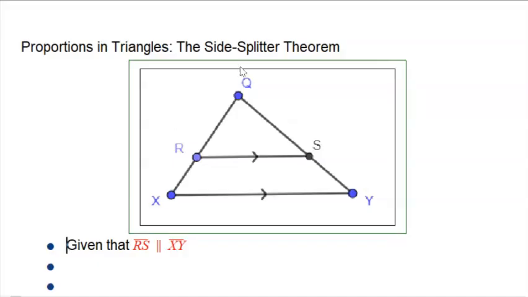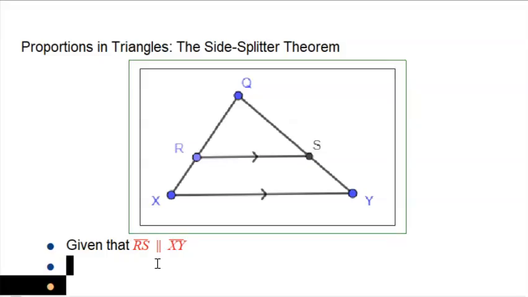So here's what we're given. We're given a big triangle QXY, and then it's called a side splitter because there's another segment here. It's RS that is splitting QX and QY, and specifically is parallel to this base XY. So it's crucial that these are parallel. Anytime you have parallels, you have a lot of angles that are going to be equal. You're almost guaranteed to have similarity.